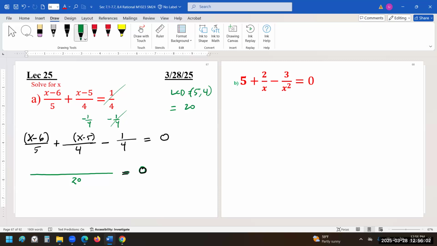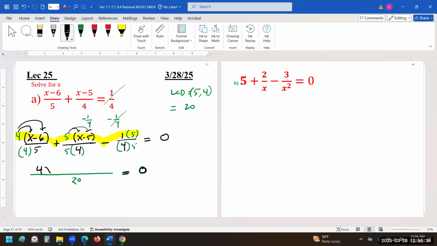So how can you convert the first denominator into 20? Times 4. So multiply top and bottom by 4. The second denominator, we multiply top and bottom by 5. And this is also by 5. Once we have all the denominators, we are ready for combining the numerators. And as you observe, these are distributions.